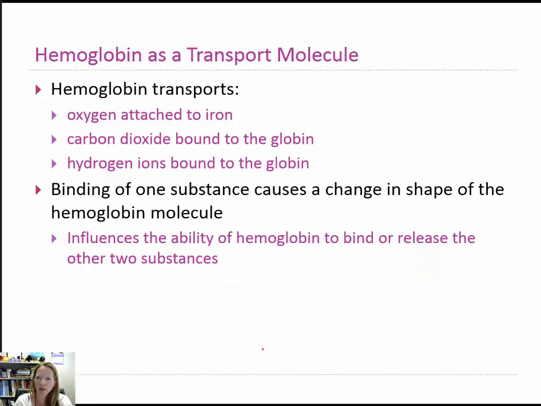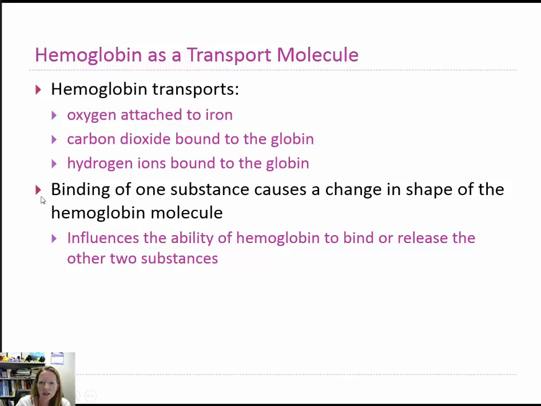So let's take a look at hemoglobin as a transport molecule. We talked about oxygen. That's attached to the iron. I just mentioned that carbon dioxide can attach to the globin, and now I just mentioned how hydrogen ions can attach to the globin portion as well. So that's kind of interesting.